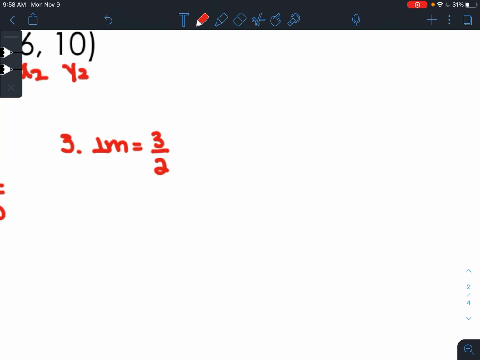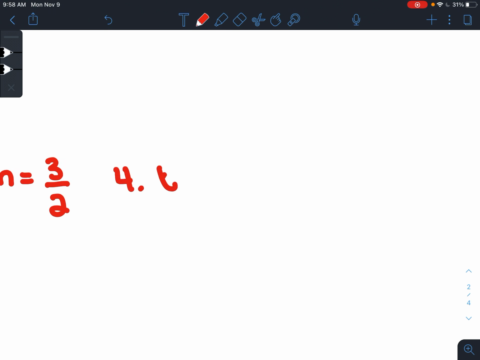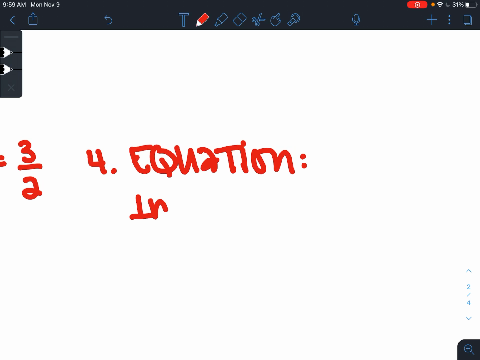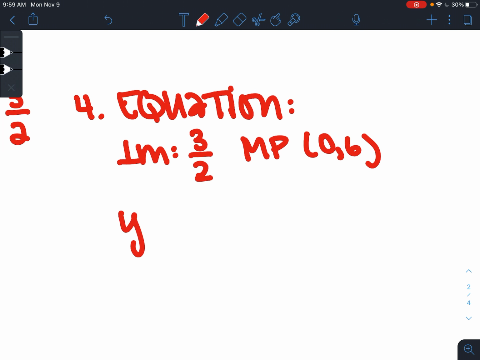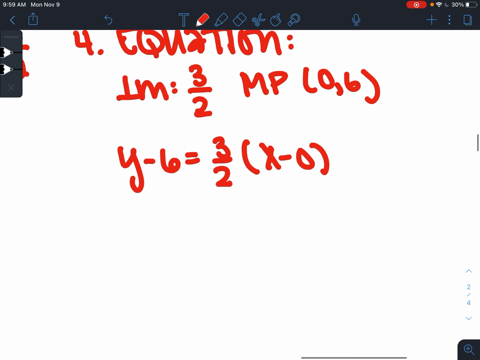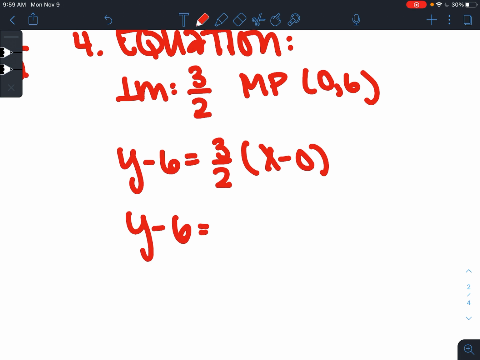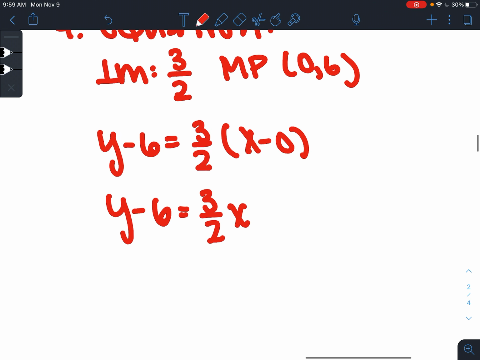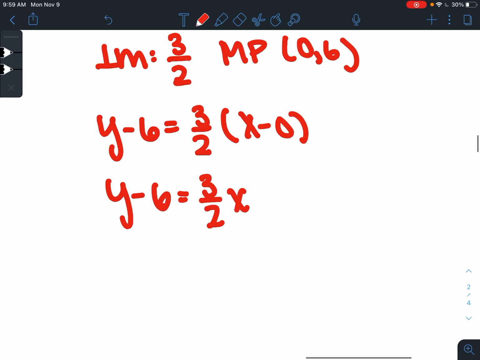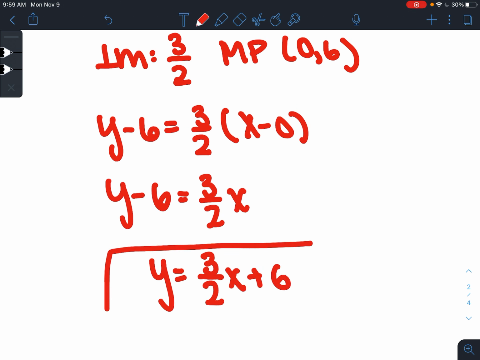And now my final step is I'm going to write the equation of that perpendicular bisector. And that equation is going to include my perpendicular slope of 3/2 and my midpoint of 0, 6. So I'm going to do y minus 6 equals 3/2 times x minus 0. I'm going to distribute through. I'm going to have y minus 6 equals 3/2 x plus 0. I'm not going to write it. And then I'm going to add the 6 over, so y is equal to 3/2 x plus 6. And that's my final answer.